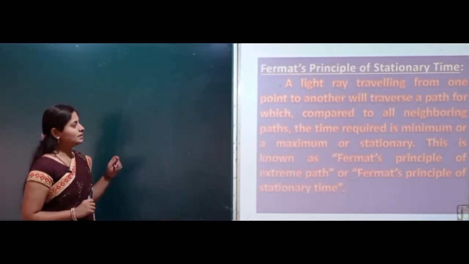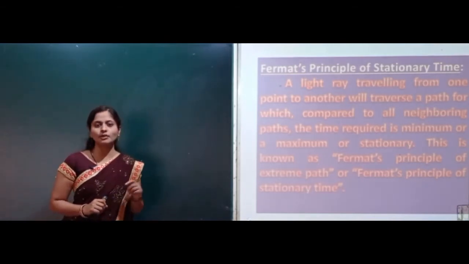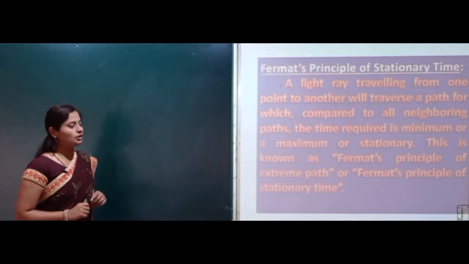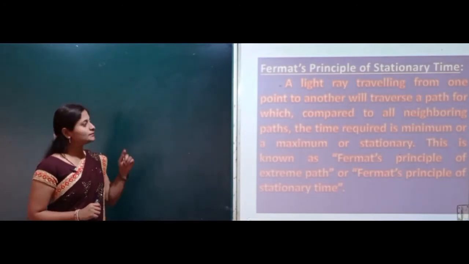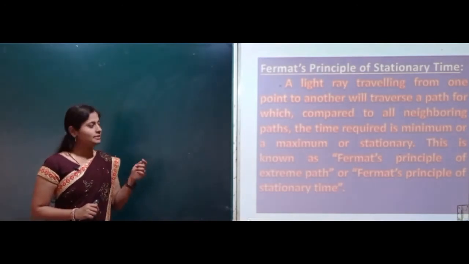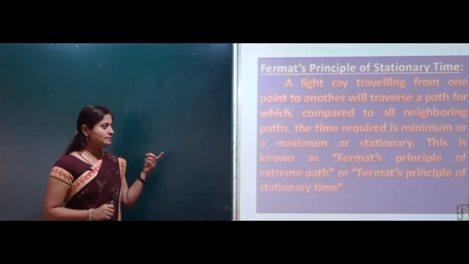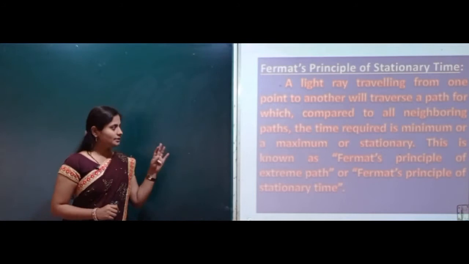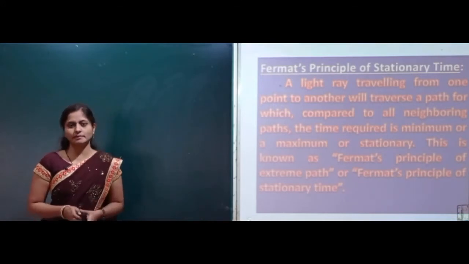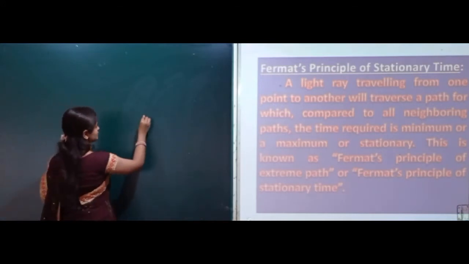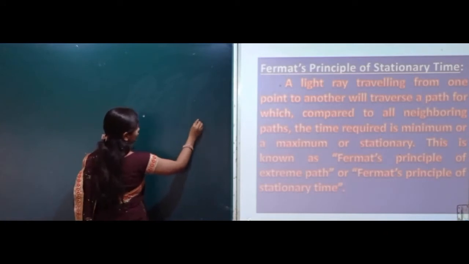See here, a light ray travelling from one point to another point will traverse a path for which, compared to all neighbouring paths, the time required is minimum, maximum or stationary. That is known as the Fermat principle. See here, here one point is there, here one point.